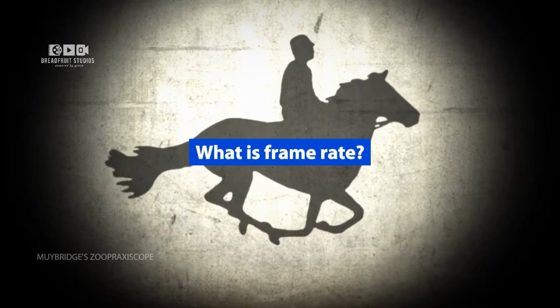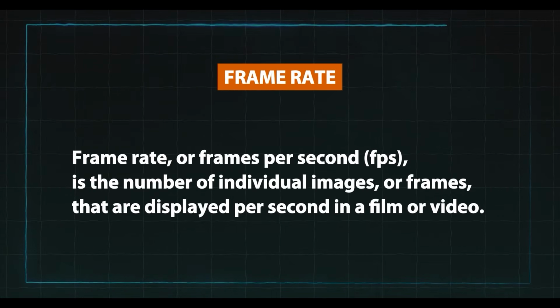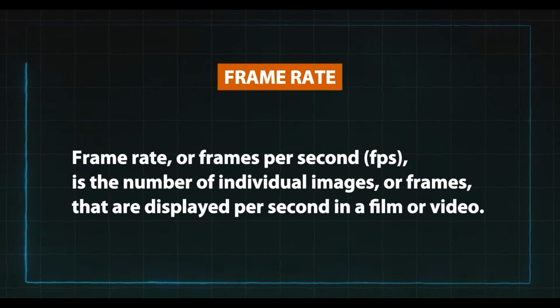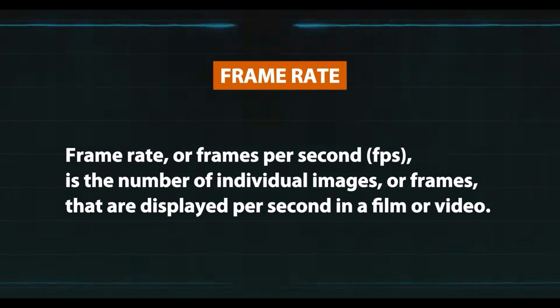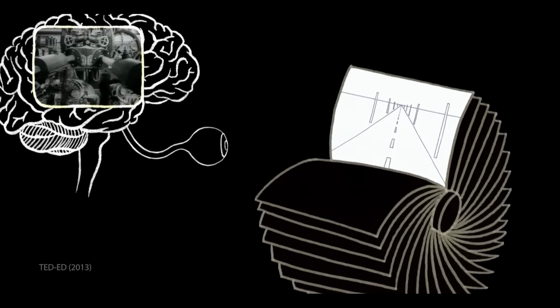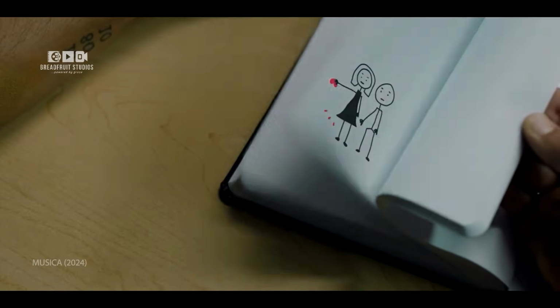But what exactly is frame rate? Simply put, frame rate, or frames per second, is the number of individual images or frames that are displayed per second in a film or video. The higher the frame rate, the smoother the motion appears. Think of it as a flip book. The faster you flip the pages, the smoother the animation looks.